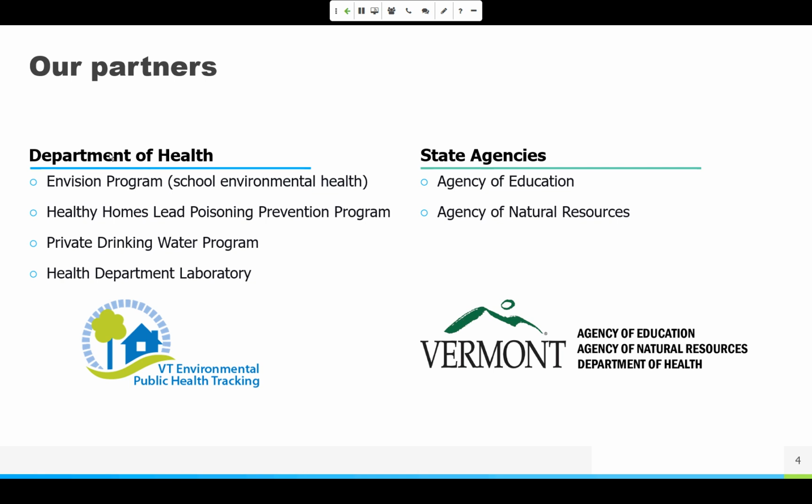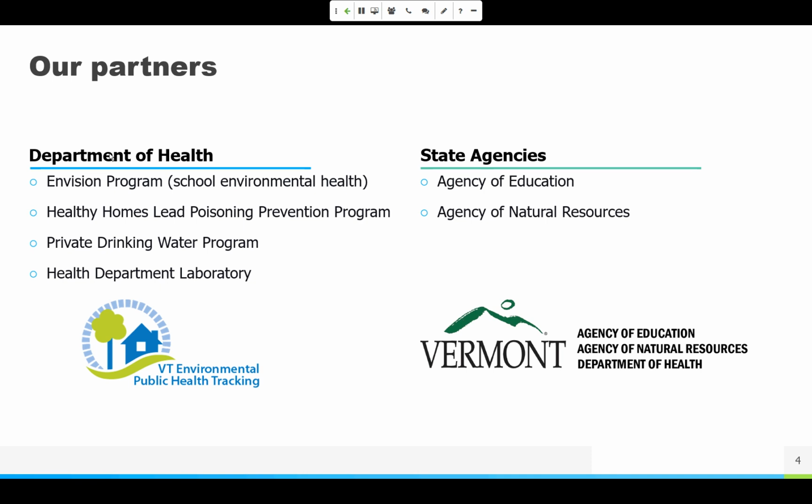The Private Drinking Water program was involved in providing free drinking water test kits to families when there was elevated lead found, and we'll talk about that more a little bit later. And then our public health laboratory is in a different division than those other programs, but they were a partner in this as they analyzed all of the samples.